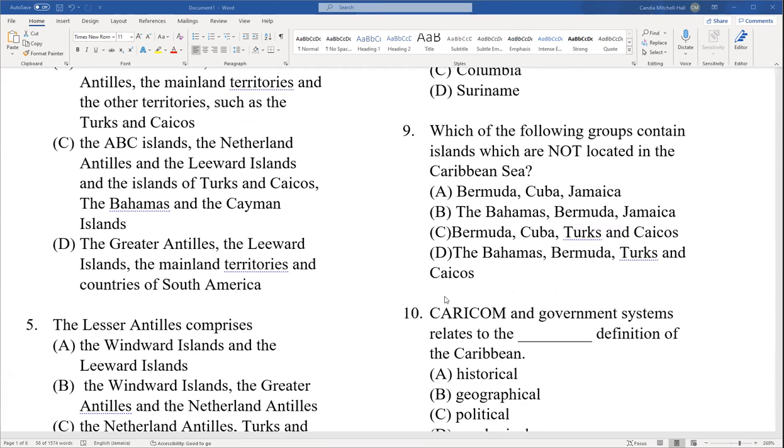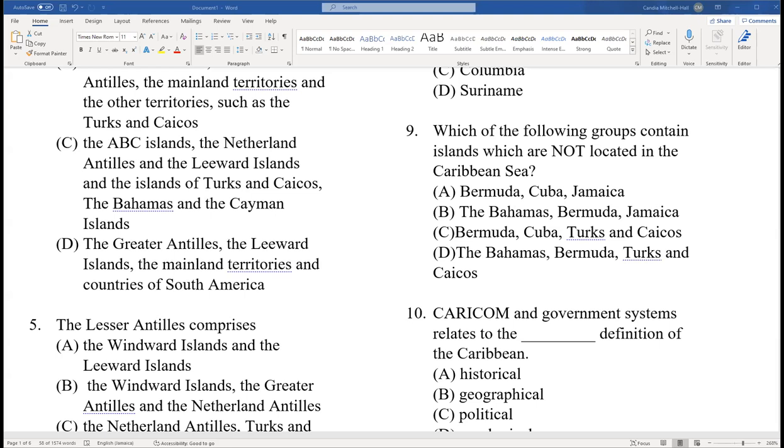9. Which of the following groups contain islands which are not located in the Caribbean Sea? The Bahamas, Bermuda, Turks and Caicos, D. And they are located where? In the Atlantic Ocean. Where is Bermuda located? So you said somewhere above the Bahamas. Yes.